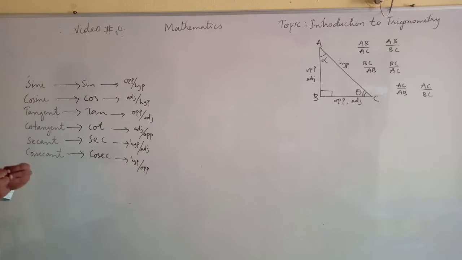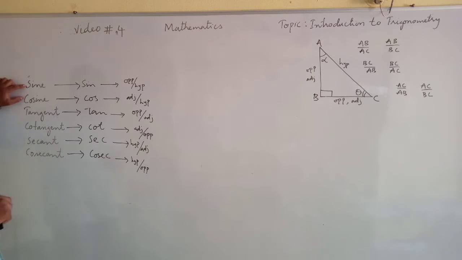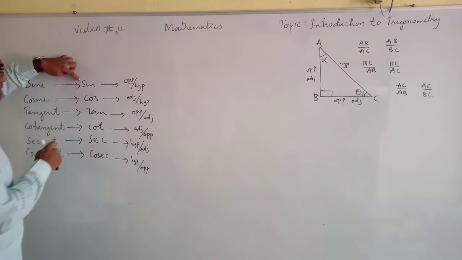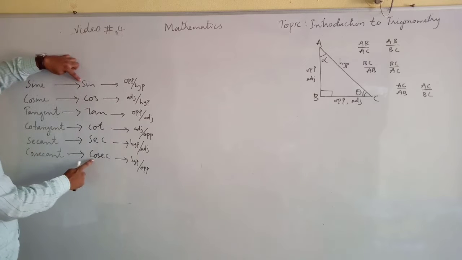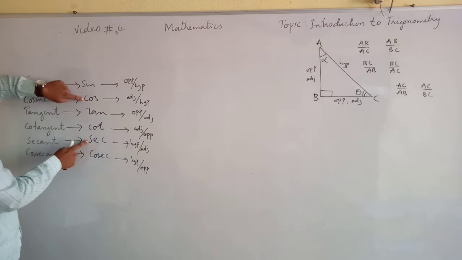Remember one important thing. Sine and cosine are co-functions of each other, but they are not reciprocals of each other. But in case of reciprocal, the reciprocal of sine is cosec. The reciprocal of cos is secant, sec. Cos and sec are reciprocals.